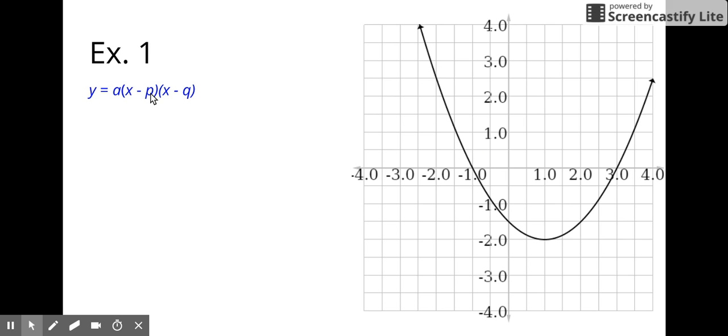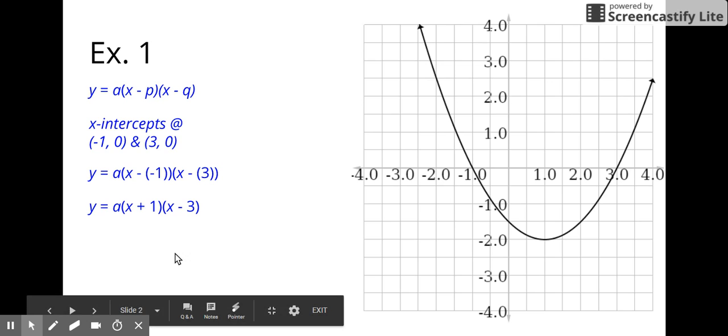So we're going to substitute those in for p and q. It doesn't matter which one's used for p or q. You just need to pick one. So I substituted that in and simplified.